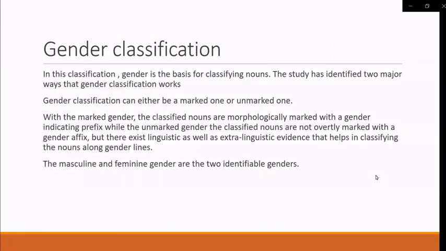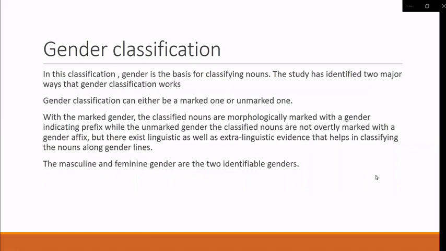To start with gender classification. Gender has been identified as a basis for classifying nouns, and the study has identified two major ways that gender classification works: either through morphologically marked gender or unmarked gender. With marked gender, the classified nouns are morphologically marked with a gender-indicating prefix, while with unmarked gender, the classified nouns are not overtly marked with a gender affix, but there exists linguistic as well as extra-linguistic evidence that helps in classifying nouns along gender lines.